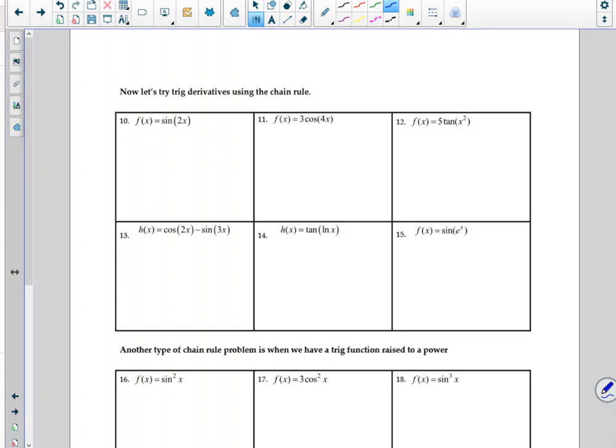Okay, on the second part of this video, I'm going to go over just a few chain rule problems that involve trig. There's two different ways that the chain rule sometimes can get involved with a trig function. One is if you have the trig function of another function. And this is the one that we look at most commonly.